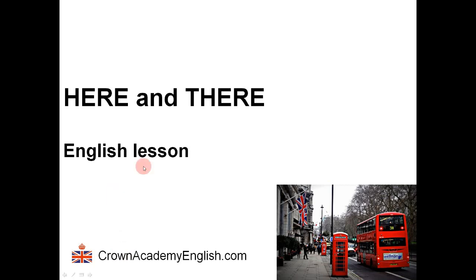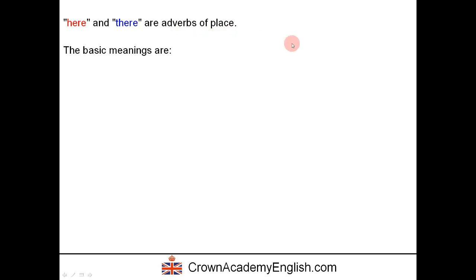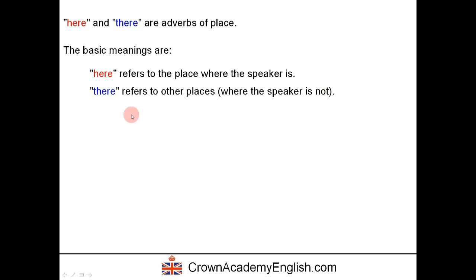Today's English lesson is about the words here and there. So here and there are adverbs of place, and the basic meanings of these words are: here refers to the place where the speaker is, so the person speaking, and there refers to other places, so where the speaker is not.